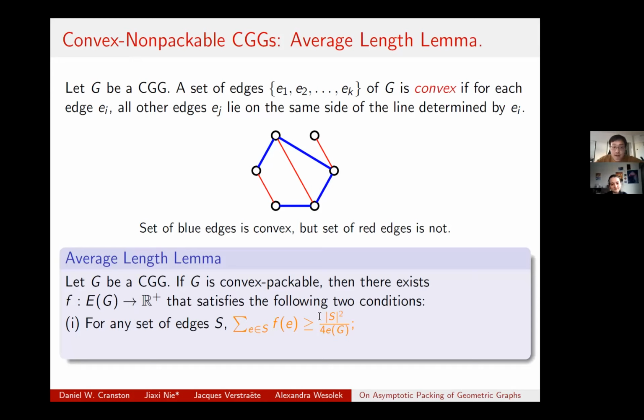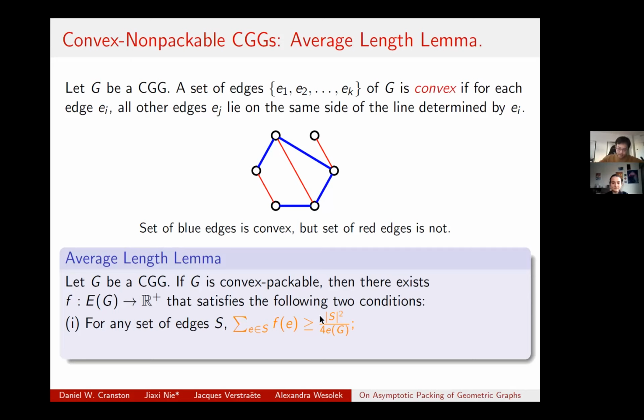First, for any set of edges S, the sum of f of E for all the edges E in S is at least |S| squared over 4 times |E|. The intuition for this first condition is that if there exists an almost perfect packing, then it must cover some positive portion of all the edges, and therefore its average length should be at least something.